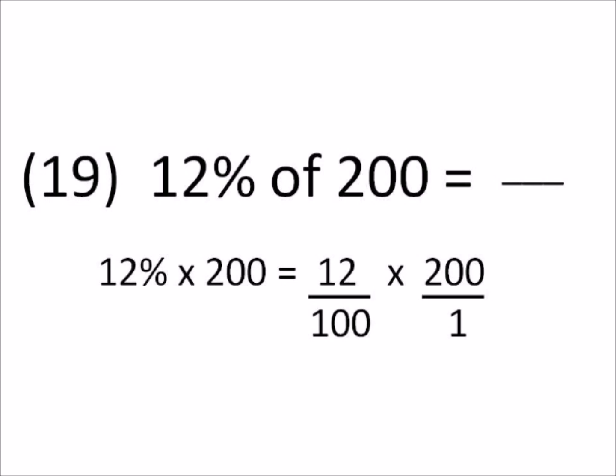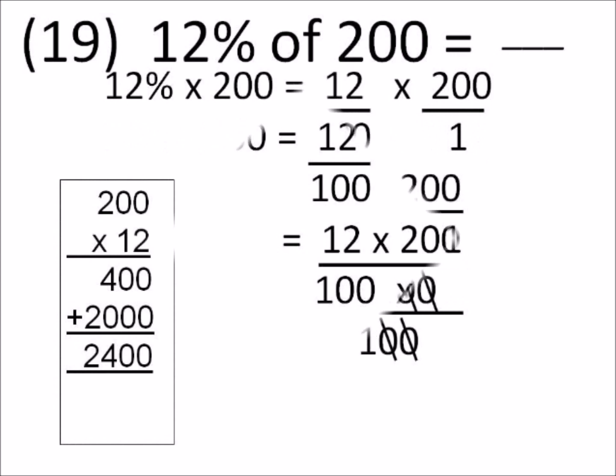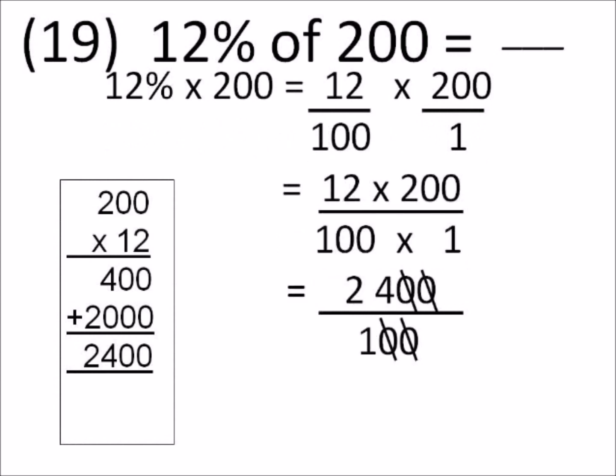12% of 200 means 12% times 200, and that means 12 over 100 times 200 over 1. Now those of you who are the smart ones can cancel out the zeros, divide by 100, and then work it out right from there. But if you don't do that, multiply the numerators, multiply the denominators. 12 times 200 on the top and 100 times 1 on the bottom. Okay, if you didn't want to cancel out. But when you cancel out, it makes it easier. You won't have all the big numbers to deal with.